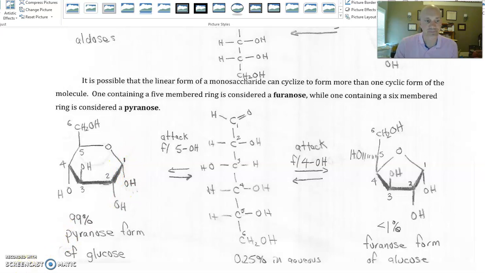And keep in mind that even though these are the percentages, it doesn't mean that the ones that are in this form always stay that way. These things are constantly interconverting. So the pyranose can open back up to the straight chain, which could either recyclize to make the pyranose, or it could cyclize to make the furanose. But there's just going to be a statistical distribution where it's always going to be favored towards this particular form for glucose.